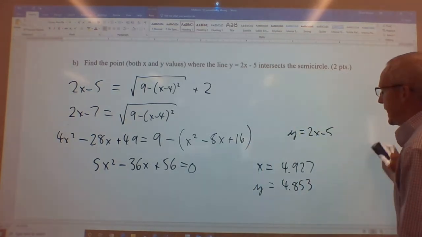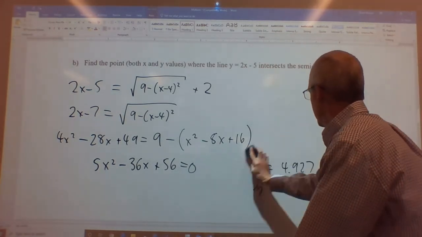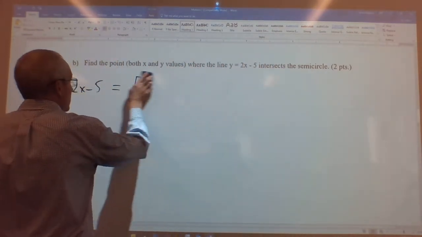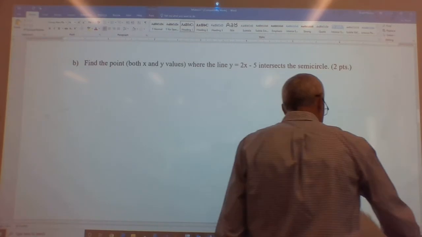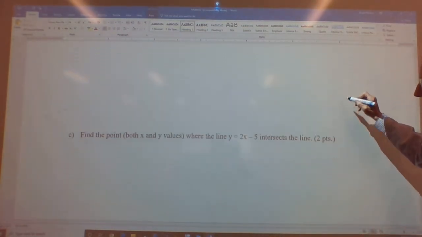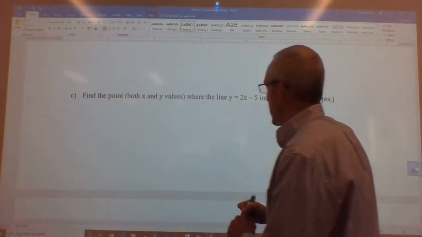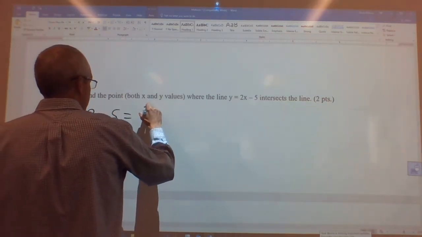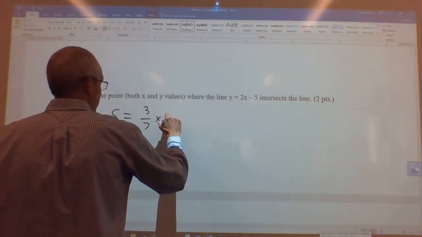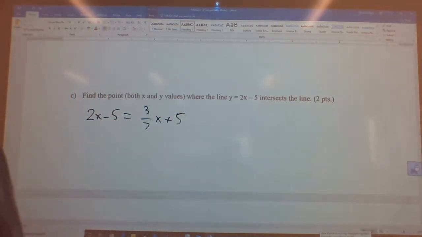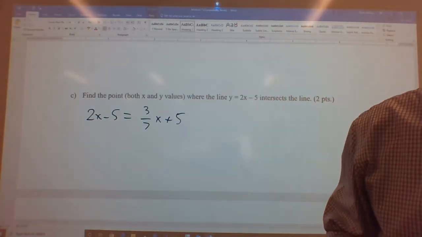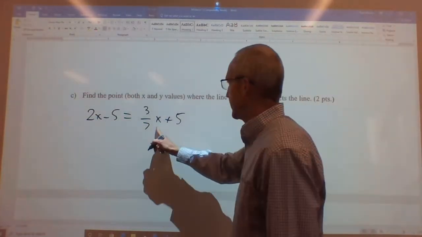Now, the last part was easier. Now we want to know where the line hits the line for part C. So you had to figure out the line correctly for part A, which is a problem if you didn't get that right. So we have our line here, 2x minus 5 equals, see if I remember it, 3/7 x plus 5. I think that was the line. And where did I put that? Yep, that's right. So this one's a lot easier, right?